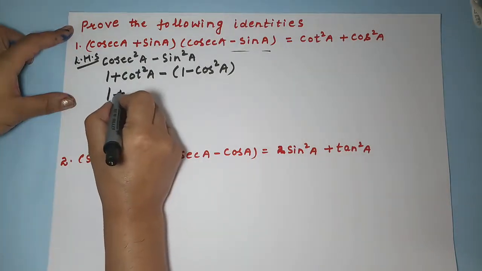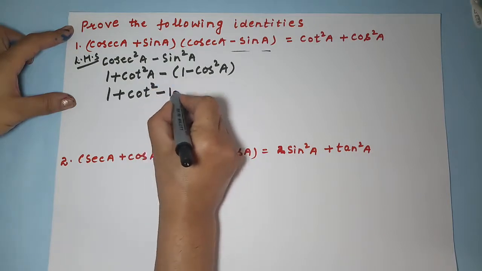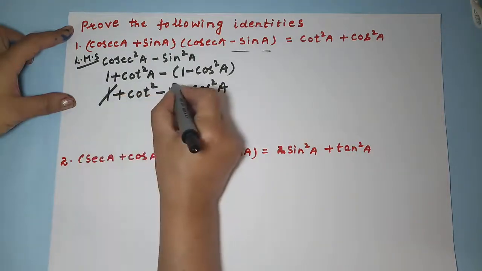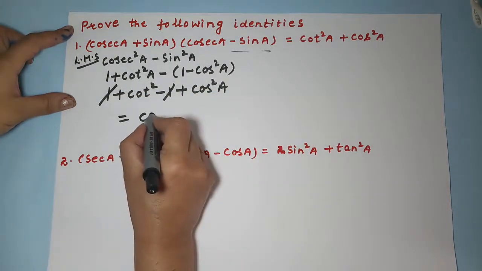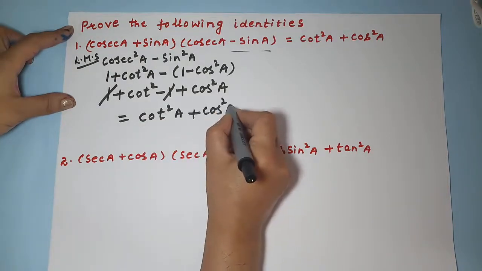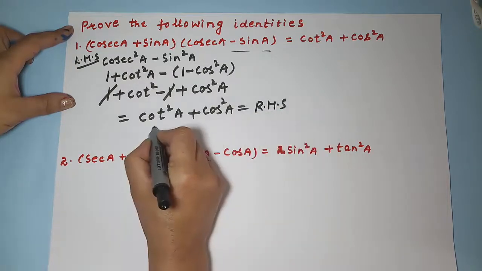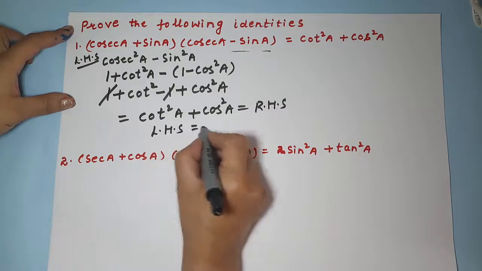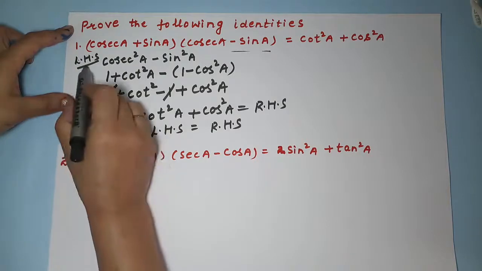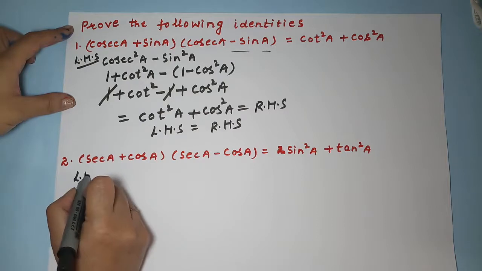So, 1 plus cot square A minus 1 minus minus becomes plus cos square A. So, 1 and 1 will go. I am left with cot square A plus cos square A. That's what I have to prove. This is my right hand side, right? So I have proved this identity. My left hand side is equal to right hand side. Although I have not written the left hand side first, you should always write that. Let's write that in this question.